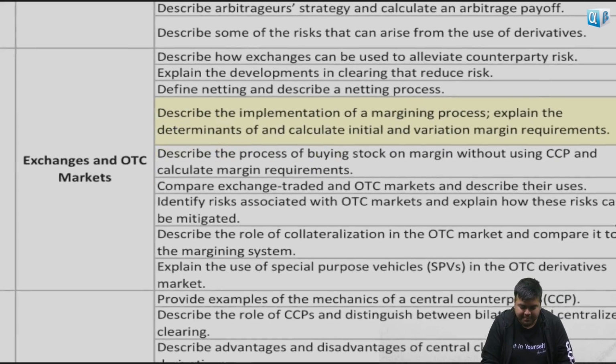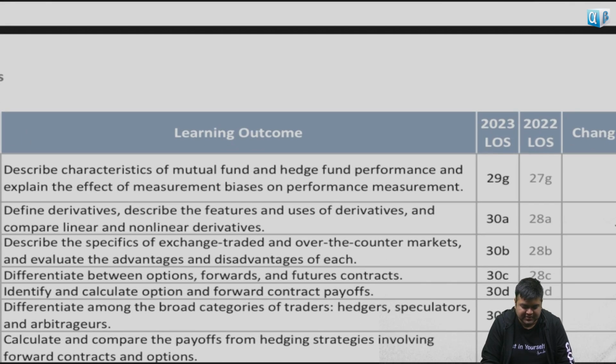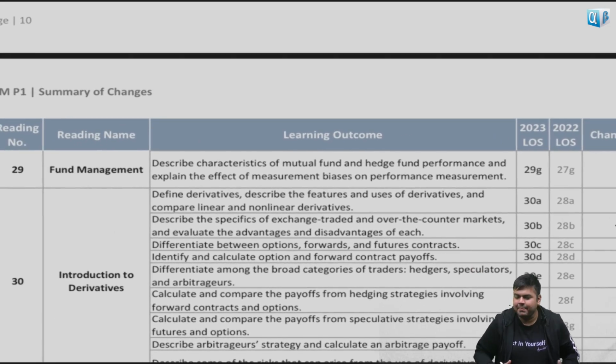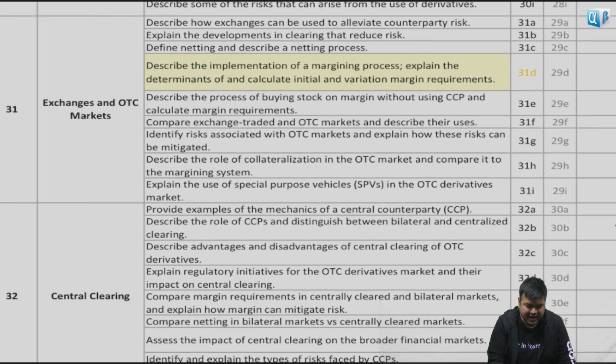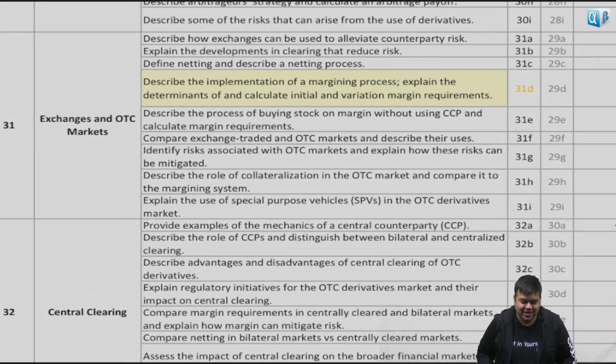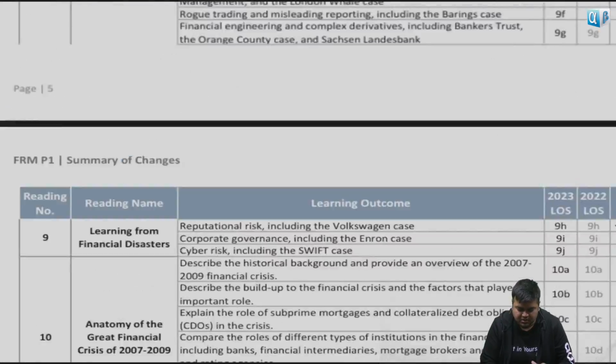So the entire mapping over here is providing what was the LOS number for 2023 and what was it for 2022. So the entire heading by heading mapping has been done for you. Now, obviously, don't get worried looking at a huge document like this. You don't have to worry. All you have to know is just a moment.